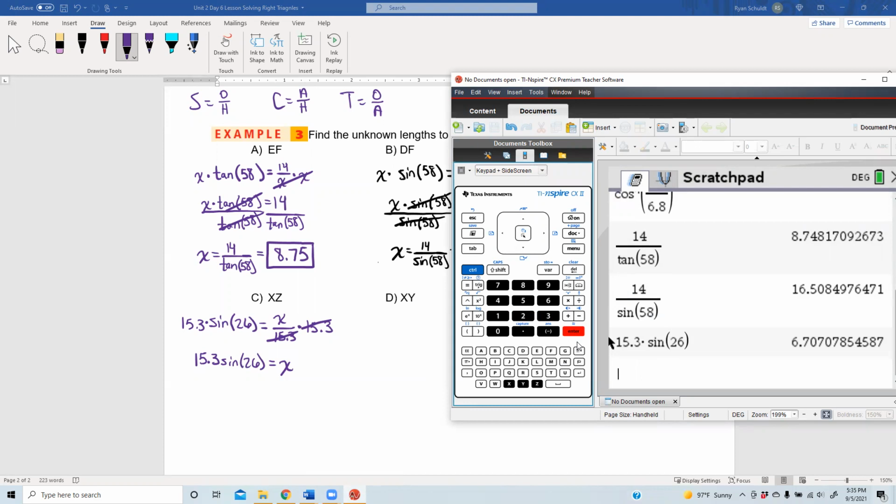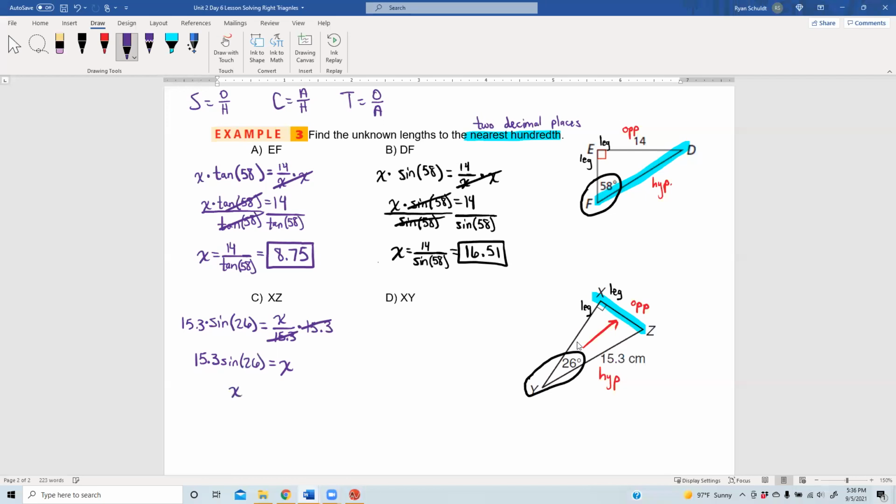It's going to be 6.71 basically. This is going to be 6.71. This time they give us units, so we can put centimeters. On the first two, they didn't give us units, so we just left it as is. But now they give us units.